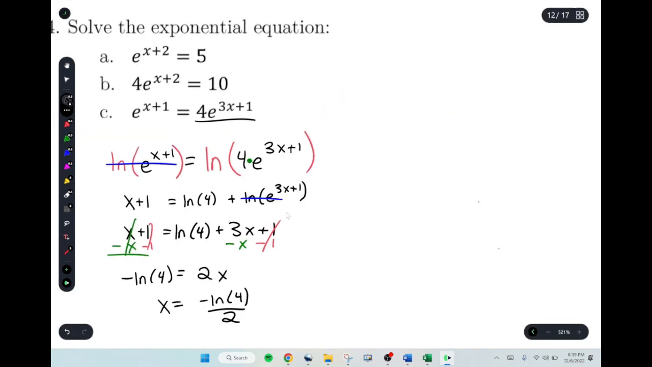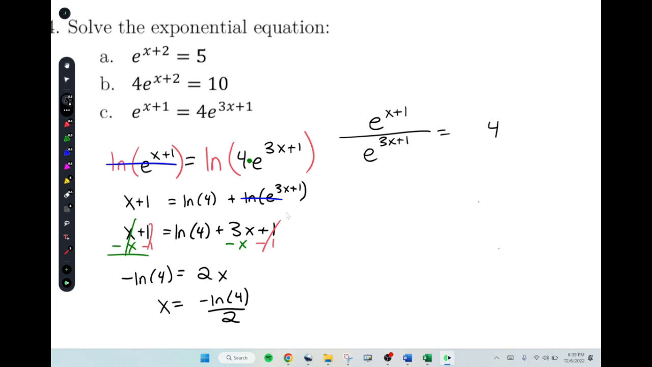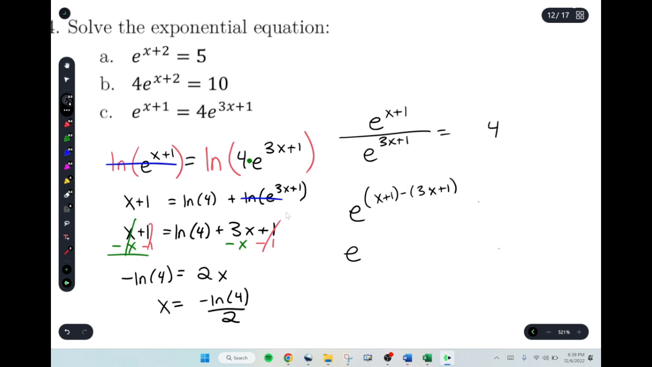He said, let's take it from the beginning and divide by e^(3x+1). So that would start us out with e^(x+1) divided by e^(3x+1) equals 4. Okay. So then you're going to ln both sides? No, now I would just subtract the exponents. Oh, exponential subtraction. So e^((x+1) minus (3x+1)). Yeah. So e^(-2x) equals 4.